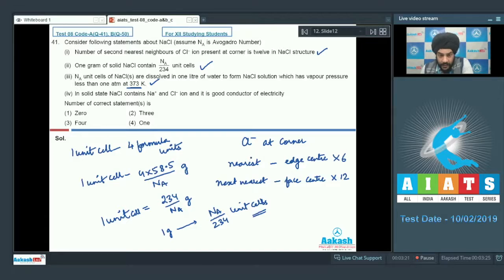If you look at the fourth statement now, in solid state, NaCl contains Na plus and Cl minus ion, and it is a good conductor of electricity. Students, this statement is incorrect. In the solid state, the ionic solids are not conductors of electricity, as the ions are held in their place by the electrostatic forces of attraction. The examiner seems to be interested in the number of correct statements, and out of the 4 statements, 3 are correct. Students, for this question, we have to mark option 2 as the correct answer.